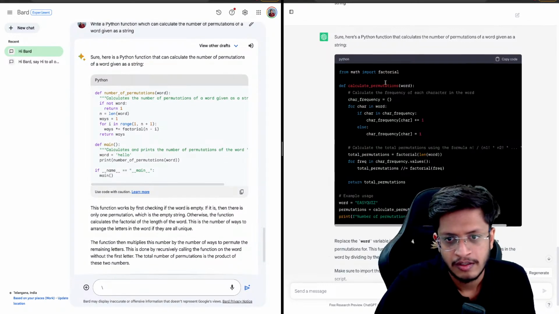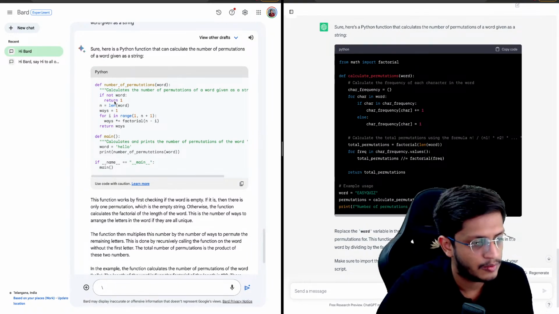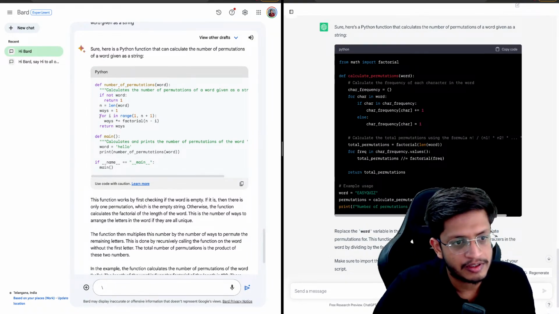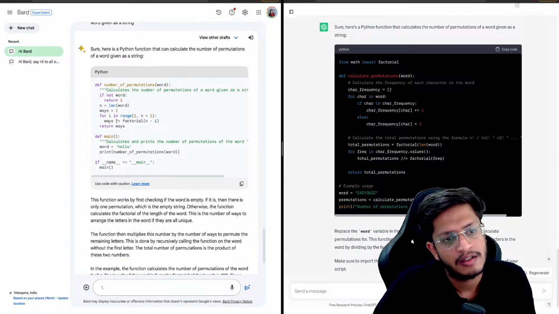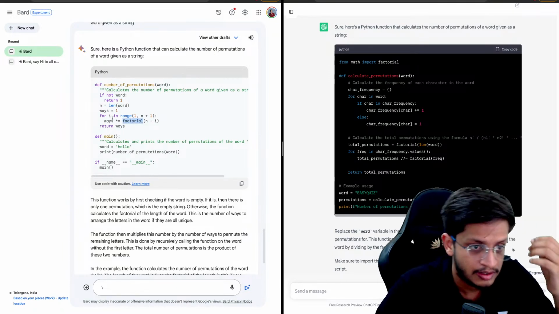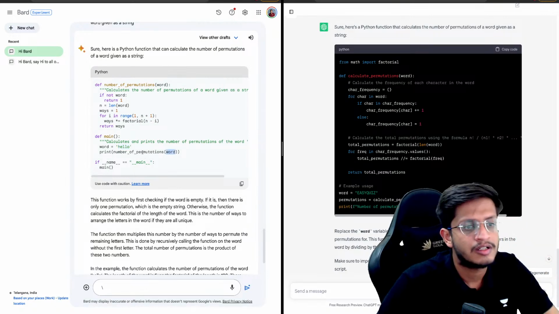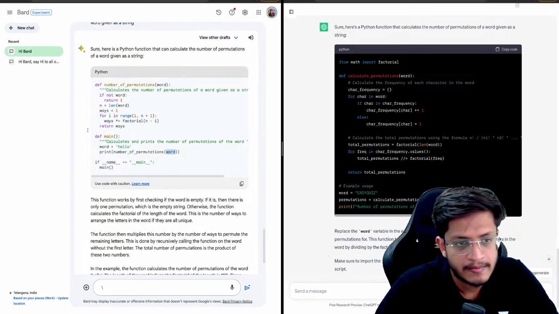From math import factorial. Here we have number of permutation word. If not word, return 1. N is the length of word. Base is equal to 1. Now this is crazy. Where did the factorial come from? They're saying for i in range 1 to n plus 1. This is, let's say, the word is hello. You have to print the number of permutations of the word, which is okay. Now it calls the function.